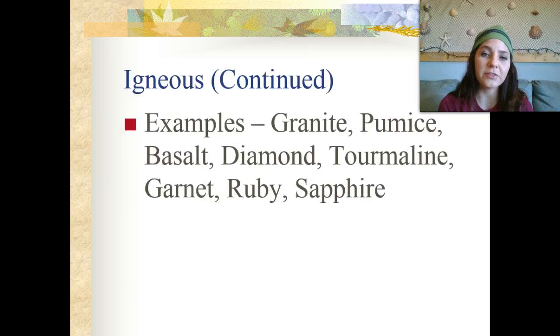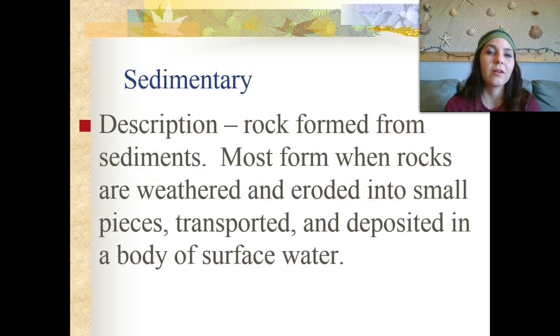So examples of igneous rock include granite, pumice, basalt, diamond, tourmaline, garnet, ruby, as well as sapphires. And then we have sedimentary rocks. These are rocks formed from sediments. Most of them are formed when weathering and erosion has occurred and they erode larger rocks into small pieces that are then transported and deposited into different layers, a lot of times in a body or a surface of water.